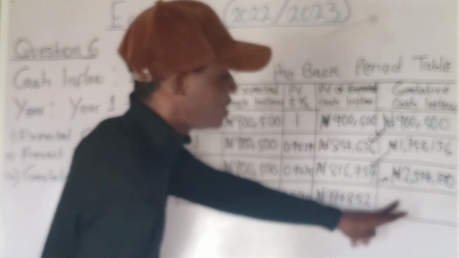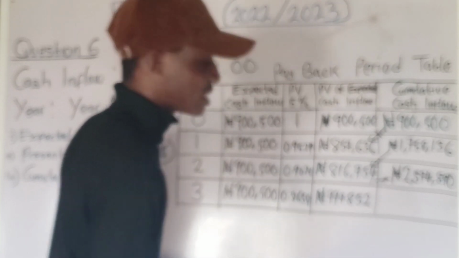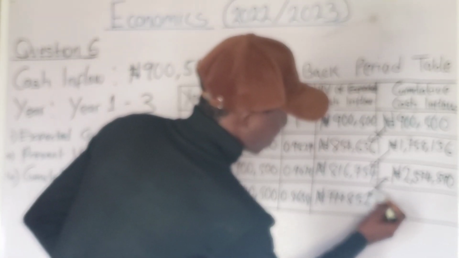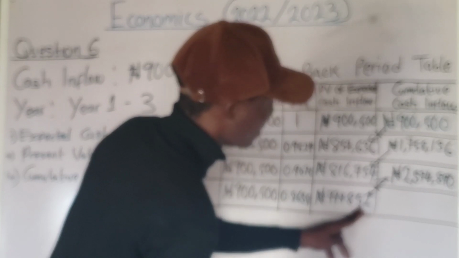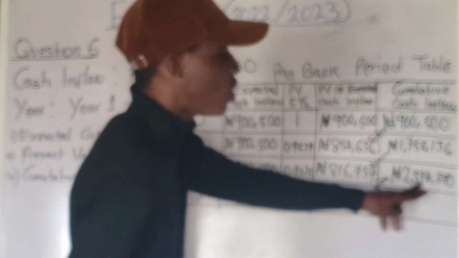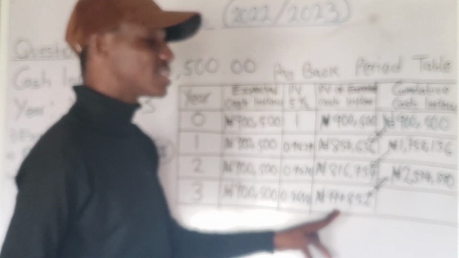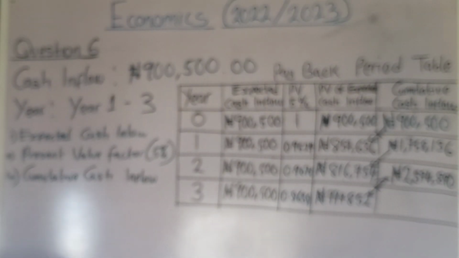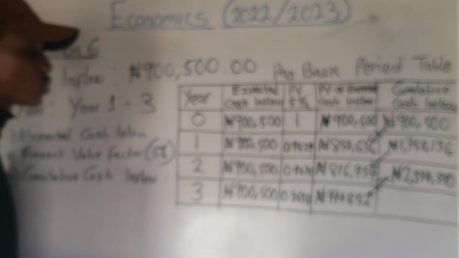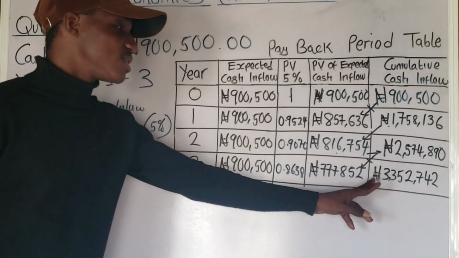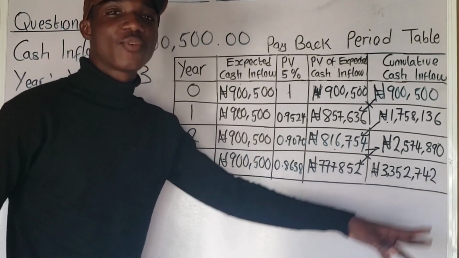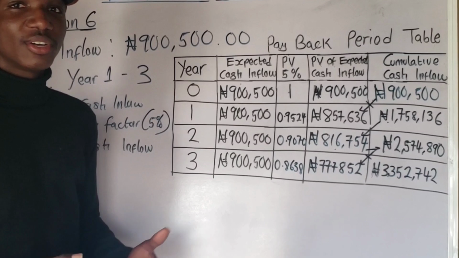The cumulative cash inflow of these cells will be this plus this. Do you understand? We are going to add this and this together to get this. So I'm going to have 2,574,890 naira plus 777,852. That will give me 3,352,742 naira. Do you understand?